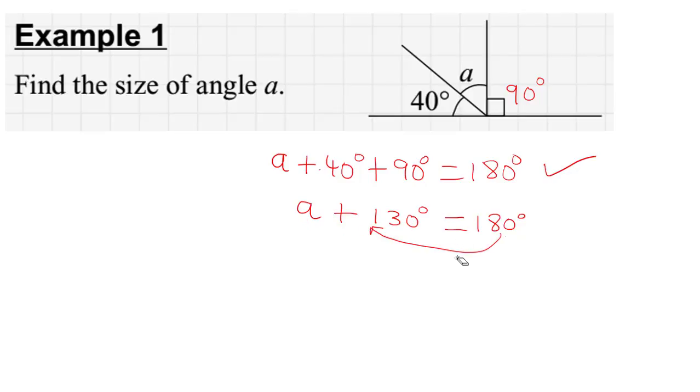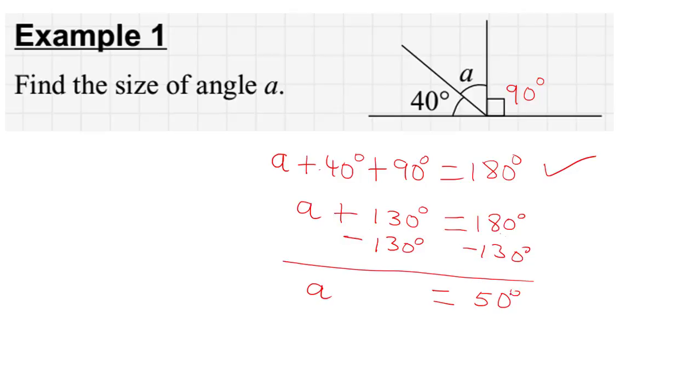Okay. Another way of doing it, you can basically just take away 130 both sides to balance the equation. So take away 130 both sides to balance the equation. Okay. So the A is still there. However, the 40 plus 90 is gone. And I've got the equal sign over there. And then the 180 take away 130 is going to be 50. And because they're angles, you put degrees. So A is basically 50 degrees. Okay.